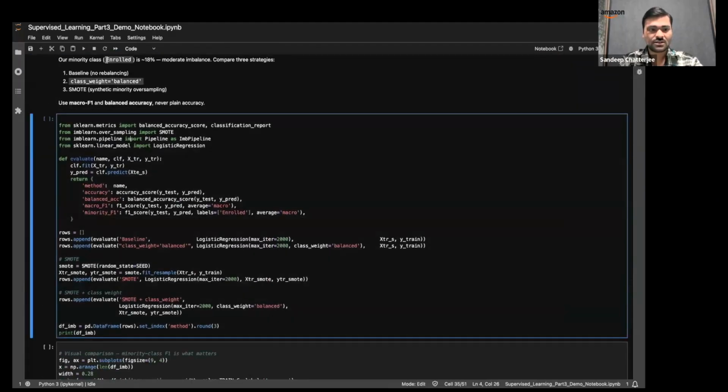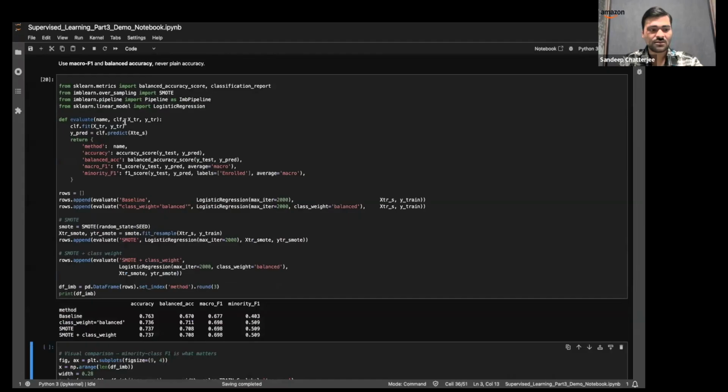Okay, then the next thing we discussed was the class imbalance problem. Remember, our minority class, the enrolled class, was only 18%. So a model can get 82% accuracy just by ignoring it. That's why we are using both class weight balanced and SMOTE. Class weight balanced tells the model to penalize mistakes on rare classes more heavily. With SMOTE, we use an oversampling technique that generates synthetic training examples of the minority class so that it no longer remains that much of a minority.